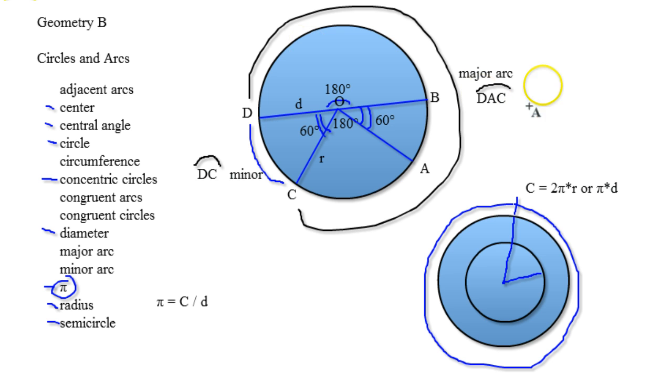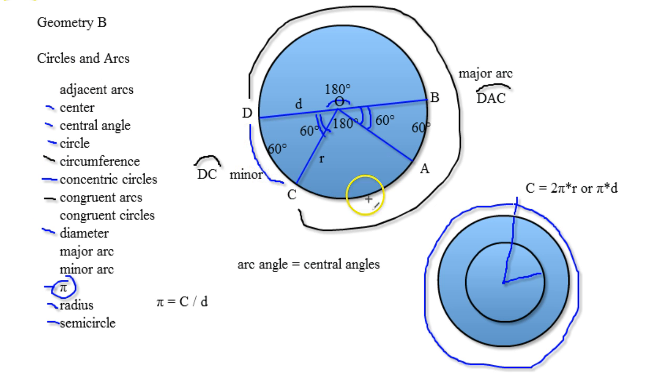Now here's the cool thing: arc measurements equal central angles. So in other words, if angle DOC is 60 degrees, then the arc measurement is also 60 degrees. Same thing here. So if this is 60, this is also 60. The cool thing is that means that those are congruent arcs. So something pretty simple, straight up right there.